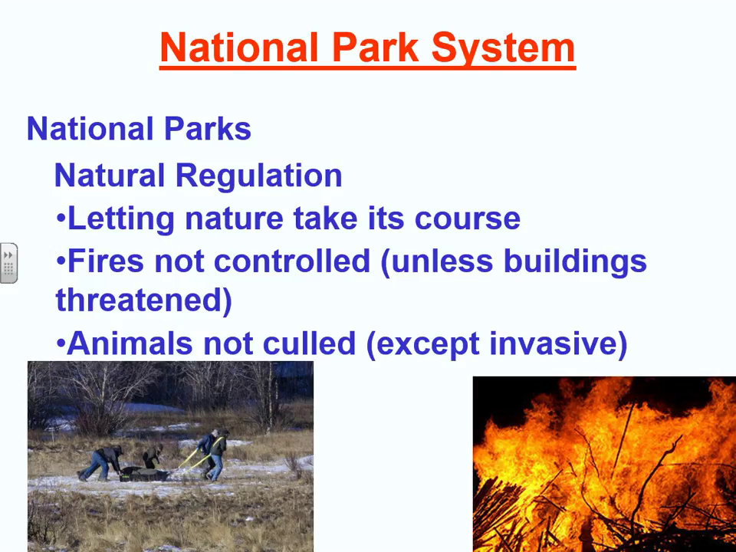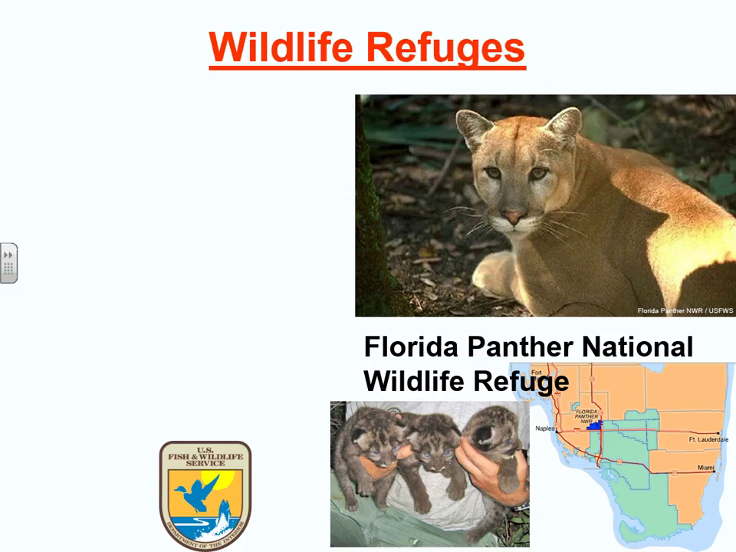Wildlife refuges. So these are areas that are set aside for usually specific animals. And you can see the picture of the Florida panther. And so a great example of a wildlife refuge that maybe you've seen when you've been driving or maybe you've visited is the Florida Panther Wildlife Refuge, which is in southwest Florida, right around here in that blue dot you can see on the map down here. So if you take Alligator Alley across the state, you'll see signs for the Florida Panther Wildlife Refuge.